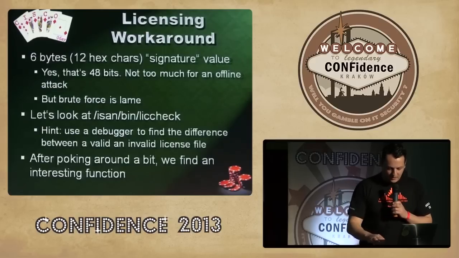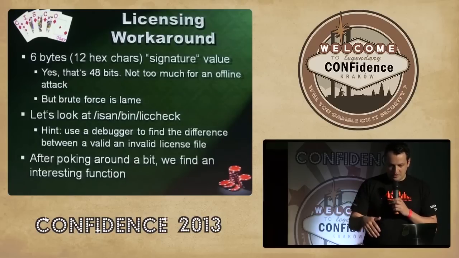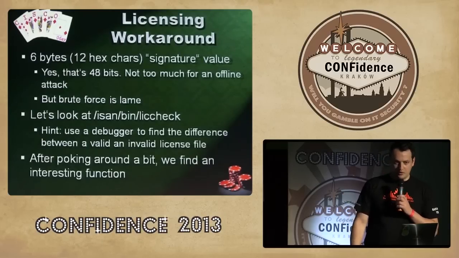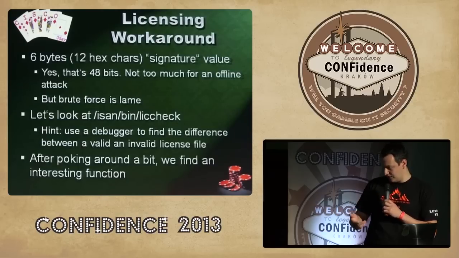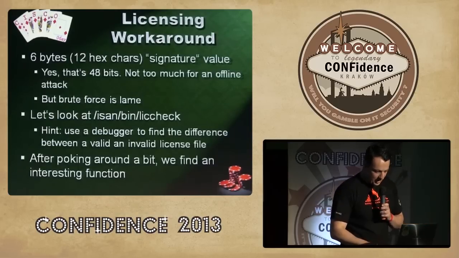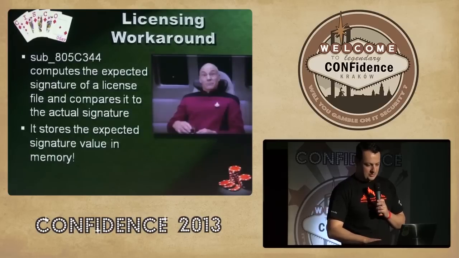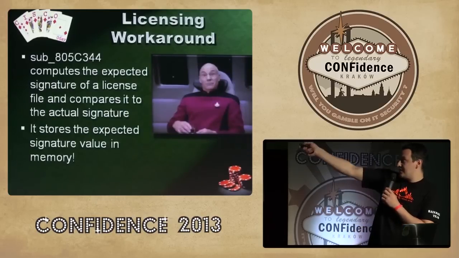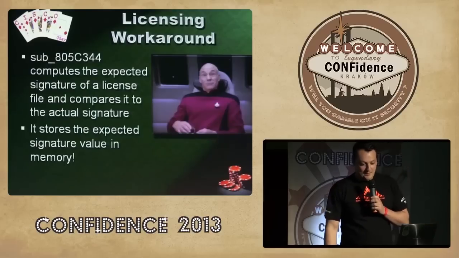So you look at the license manager file, and after you copied it over to your system, you can naturally use a debugger, which isn't present on the Nexus, which is something you should also fix if you really plan to use the device. You should really get a debugger. And after poking around a bit, you find a function that seems to be involved with license checking. I just left the name here. And what this function does is interesting.